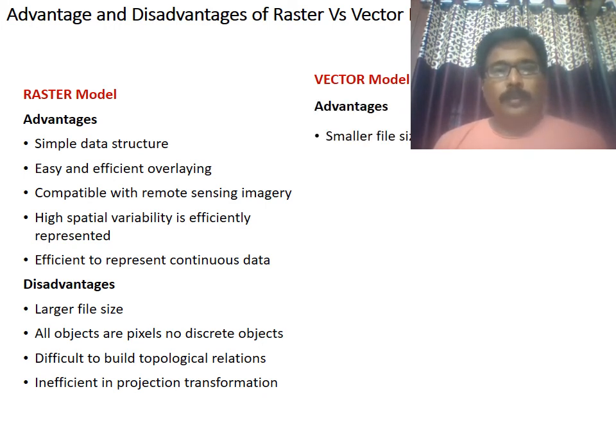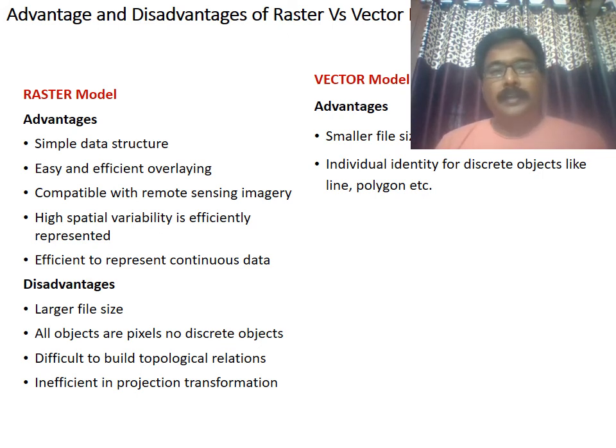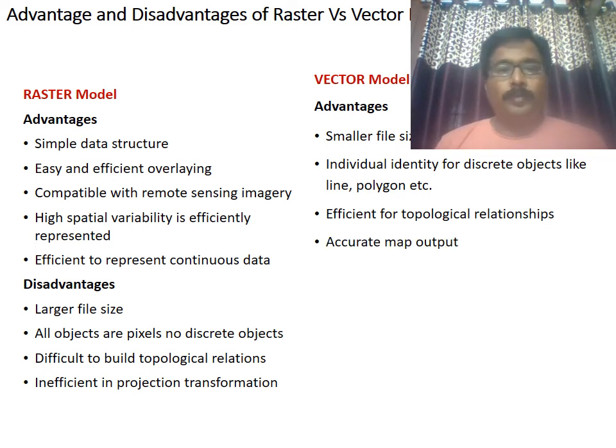And now we look at the vector model. The advantage of a vector model is, as it is not going to have pixels, it is going to be only in the form of points, lines and polygons. The size that is getting occupied in the computer is very small, and the individual identity for discrete objects like lines, polygons, etc. is very good in the vector model, and it is efficient for topological relationships. The relationship among the features, the relationship among any 2 points within the map can be easily derived through the vector model, and the map output is also going to be very pleasing, and very accurate, and it is very easy to edit.